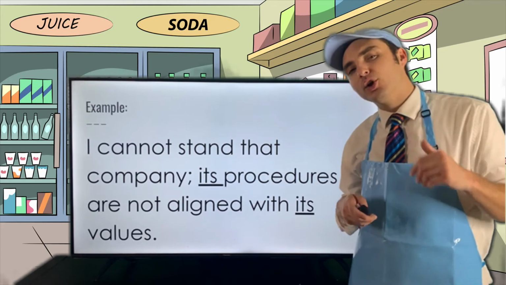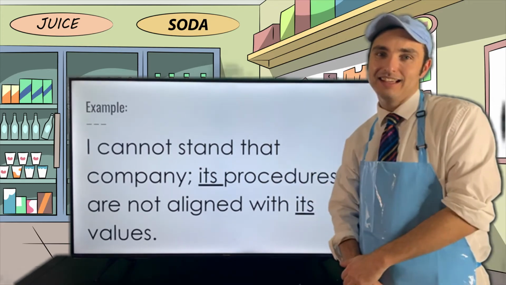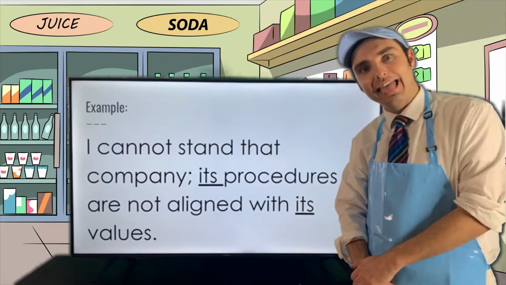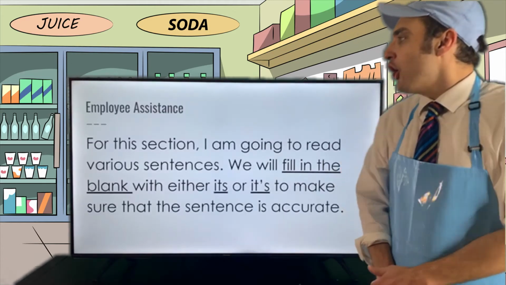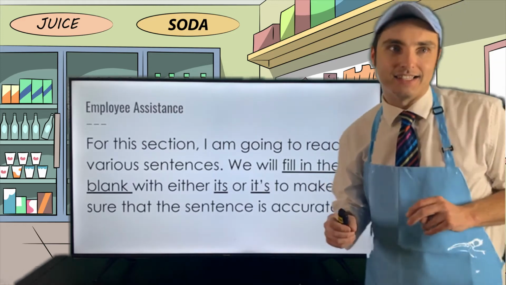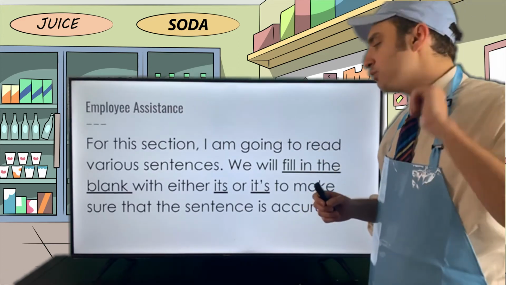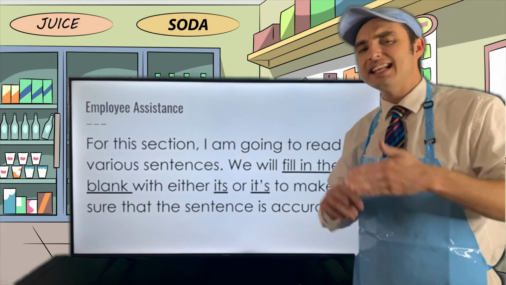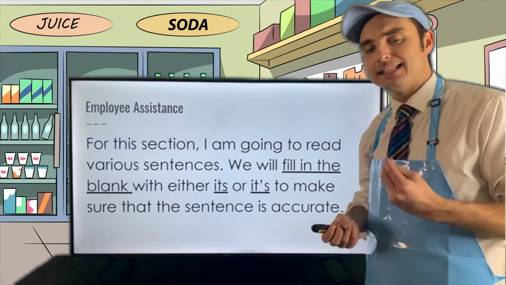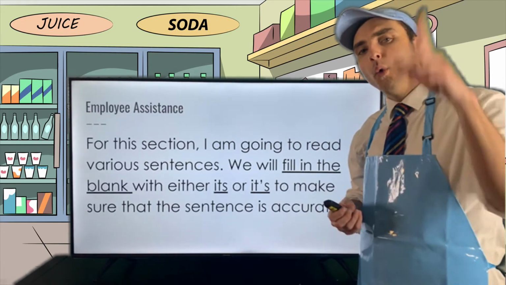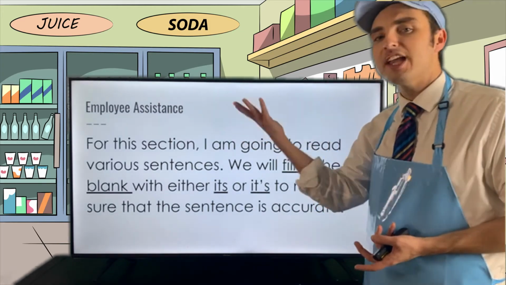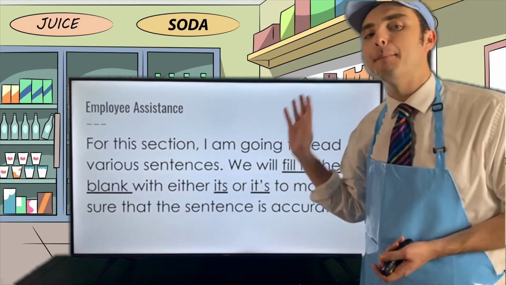So, why don't we ask for a little employee assistance? We need some employee assistance. So, for this section, what's going to happen is I'm going to read various sentences. Here's what I want you to do. For each sentence, it's going to contain a blank, where a version of its is supposed to be. What you need to do is read the sentence and determine which its fills in the blank the best.